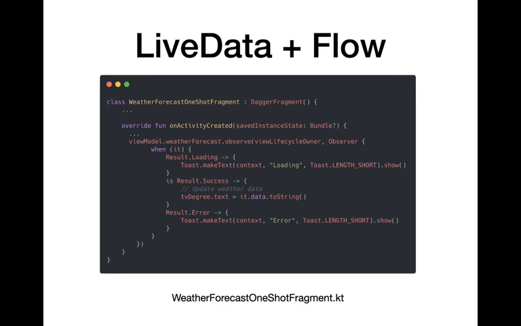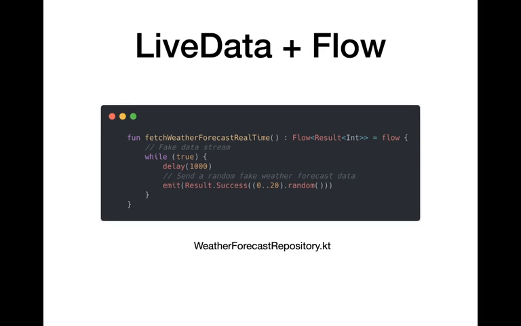But what about data stream? Like you just make a request and you get some data, but in the future you might get more data, like the connection is still open. Think of it like a messaging app, where anytime a message can come. So what about the data stream? So let's go to the repository again and add another function called fetch weather forecast real time.